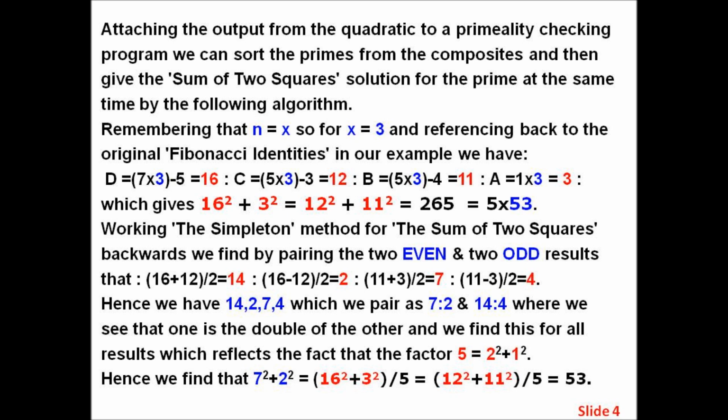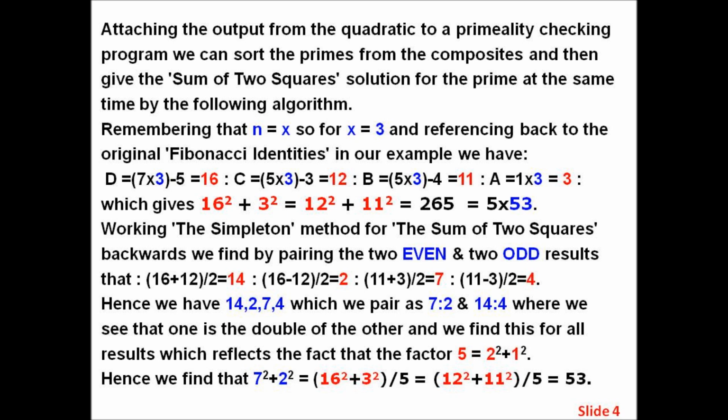Working the simpleton method for the sum of two squares backwards, we find by pairing the two even and two odd results that 16 plus 12 divided by 2 equals 14, 16 minus 12 all divided by 2 equals 2, 11 plus 3 all divided by 2 equals 7, 11 minus 3 all divided by 2 equals 4. Hence we have 14, 2, 7 and 4, which we pair as 7 and 2 and 14 and 4, where we see that one is the double of the other.